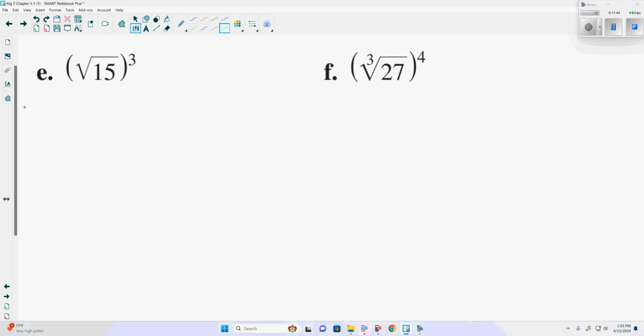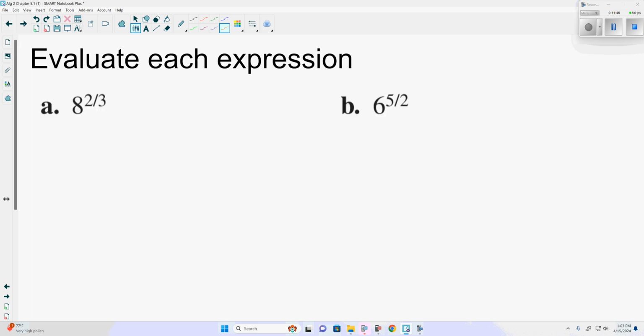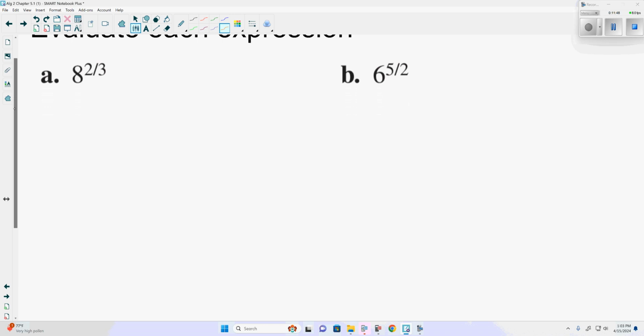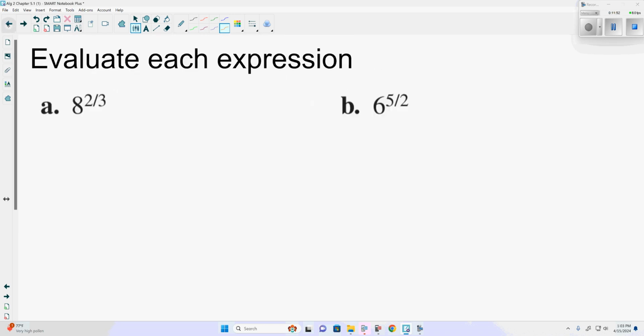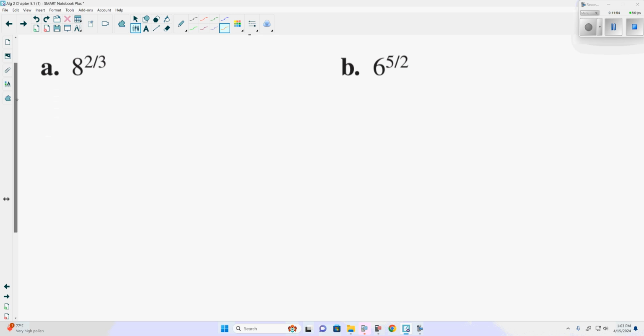Because I think we're going to move on to some of these. Actually, we're going to jump. Yeah, we're going backwards. We're going to do 3 of these where we're going backwards. They give us the fractional exponent. We're going to go to the radical. So 8 to the 2/3.